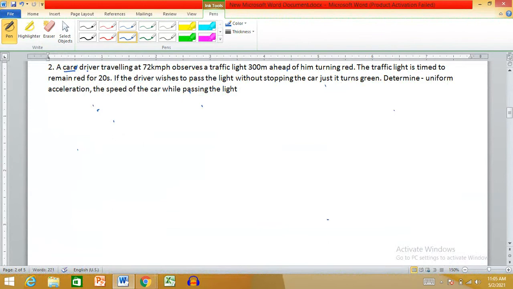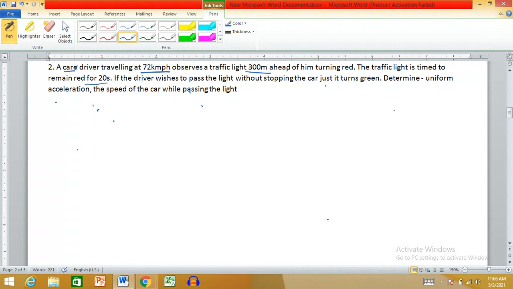A car driver traveling at a velocity of 72 km per hour observes a traffic light 300 meters ahead of him turning red. The traffic light is timed to remain red for 20 seconds. The driver wishes to pass the light without stopping the car as it turns green. Determine the uniform acceleration and the speed of the car while it is passing the light. So what is given and what you need to calculate?